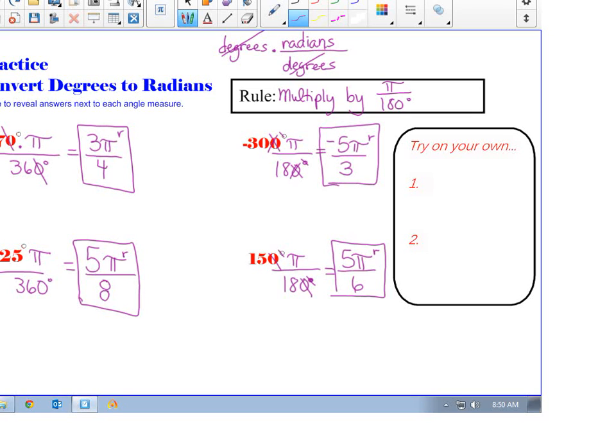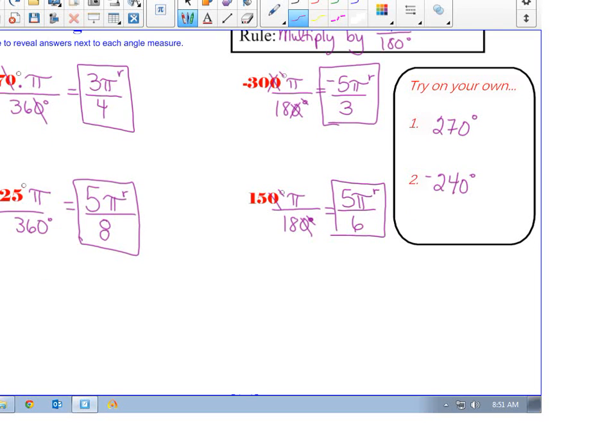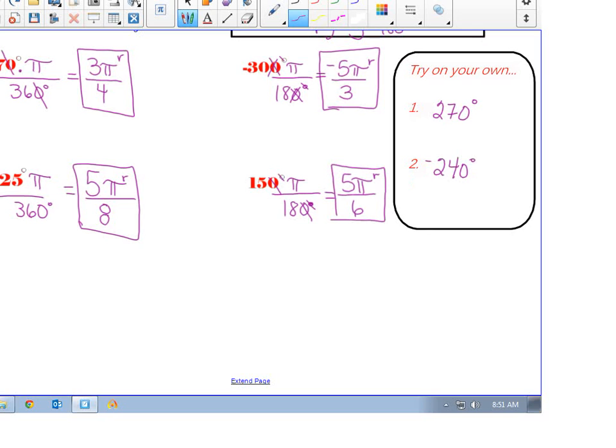Okay, good. Try a couple on your own. I'm going to have 270 degrees for you to convert and negative 240. Take a moment, pause, do those two on your own. Leave your answer in terms of pi, and we'll see how you do tomorrow.